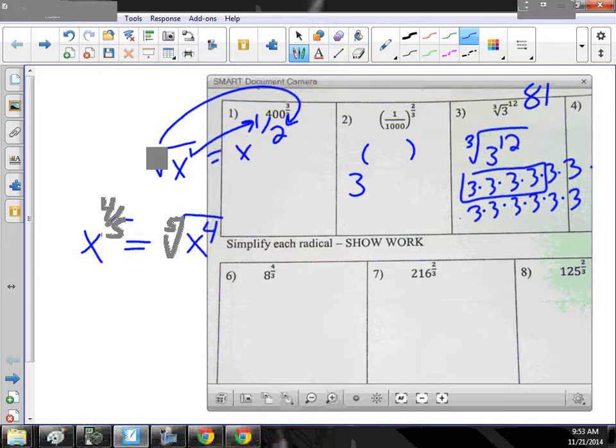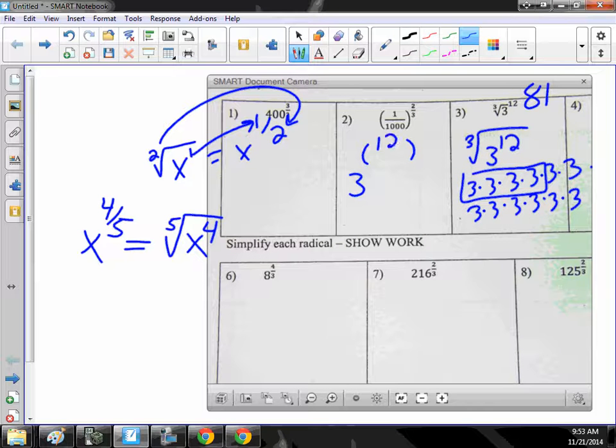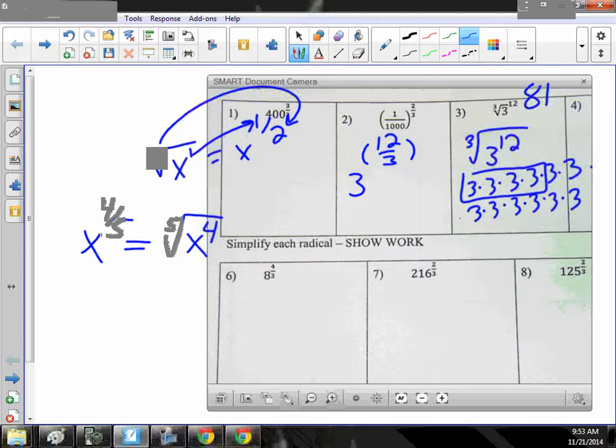So here, if I go backwards, 3rd root of 3 to the 12th, that's going to be 12 over 3. Well, what is 12 over 3? 4, and 3 to the 4th is 81. Okay? So if you understand one way, do it that way. If you understand it the other way, just convert and do it the other way.